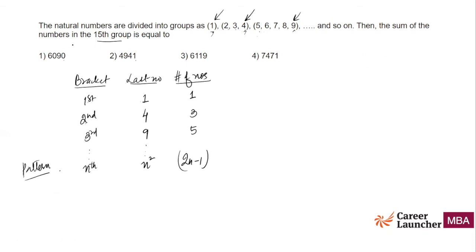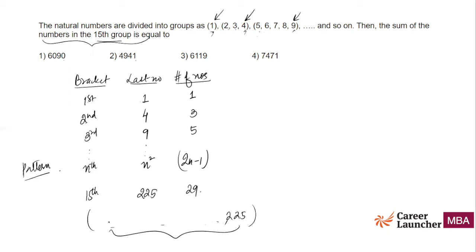Now, if you have to figure out the sum of all the numbers in the 15th group, we have to figure out what the 15th bracket or 15th group will be. In the 15th bracket, the last number is going to be 15 square, which is 225. So we are talking about a bracket where the last number is 225. And how many numbers are we going to have here? 15 into 2, 30, 30 minus 1, 29. So we're going to have 29 numbers.